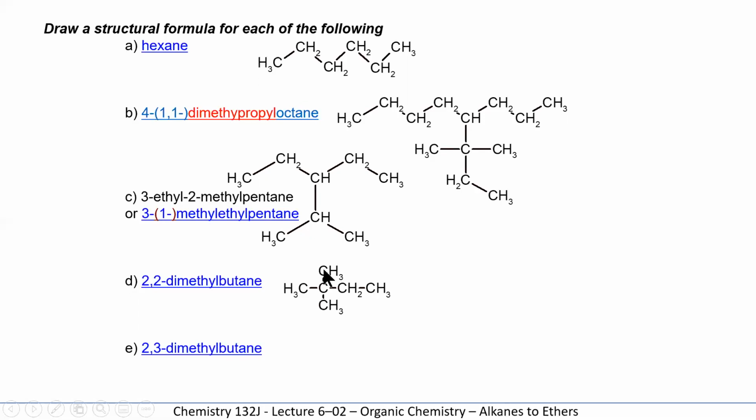In this example, we have 4 carbons in our parent chain, and we have a carbon attached to each side of the second carbon. And 2,3 dimethyl butane, we have 4 carbons in our parent chain, and we have a methyl 1 carbon chain attached to the second and the third carbon.